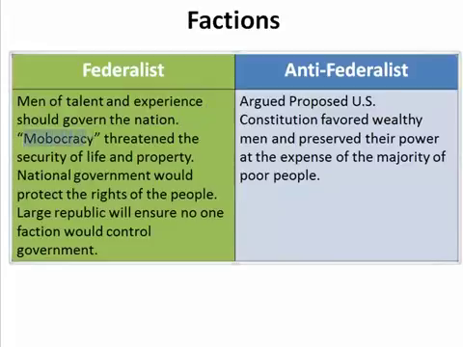And they said that a mobocracy, that is the majority of the landless people who didn't have money or property, threatened the security of life and property of those who did, and that a national government would protect the rights of the people, both with and without land. A large republic would ensure that no one faction would take control of the government.